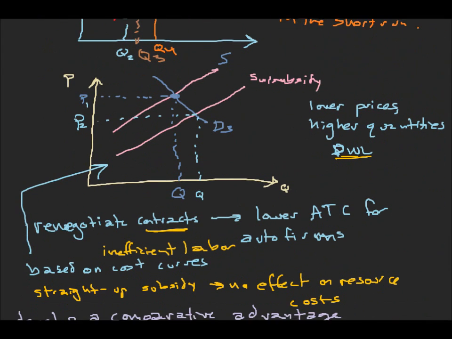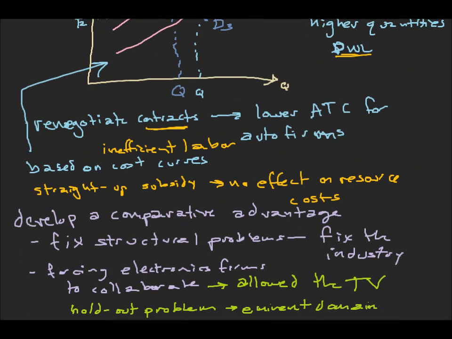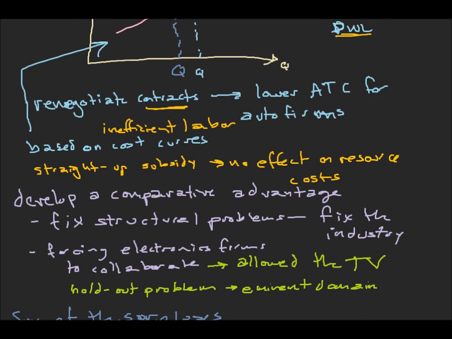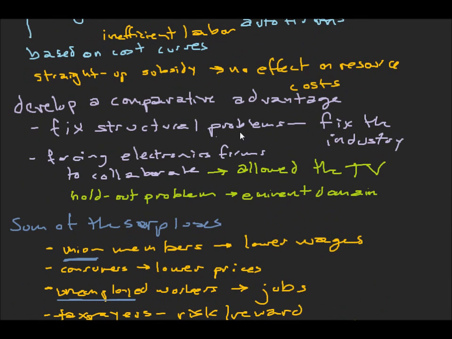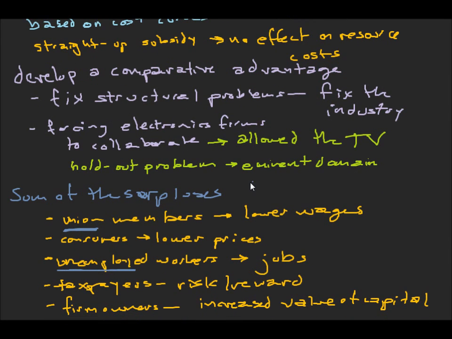To analyze this, the common example would be to treat the loan of money as a subsidy, right? We're subsidizing them through low interest rates. But in practice, because they renegotiated contracts, there was an effect on the cost curves. That effect on the cost curves changes the analysis. It's not clear that there's going to be deadweight welfare loss. It's possible that we could be redeveloping a comparative advantage as a result, because these structural problems have been fixed, just like when TV was allowed to happen. It's possible that what happened was we solved the holdout problem.